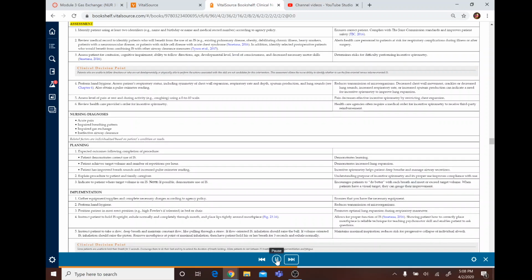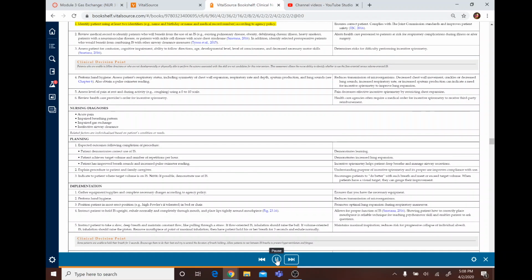Step/rationale. Assessment. 1. Identify patient using at least 2 identifiers, example name and birthday or name and medical record number, according to agency policy. Ensures correct patient. Complies with the Joint Commission standards and improves patient safety, TJC, 2016.